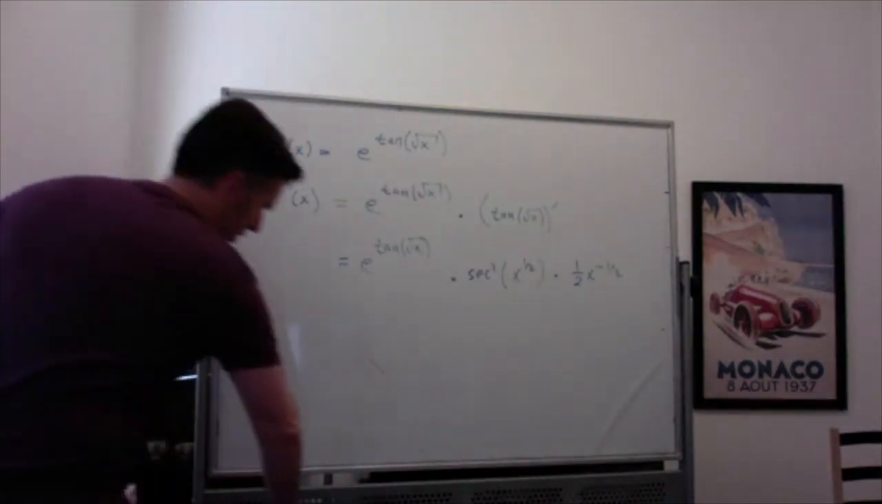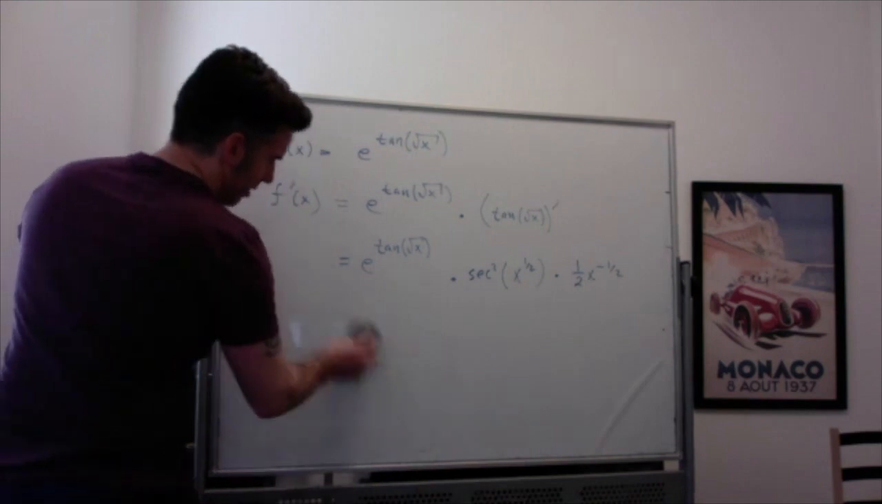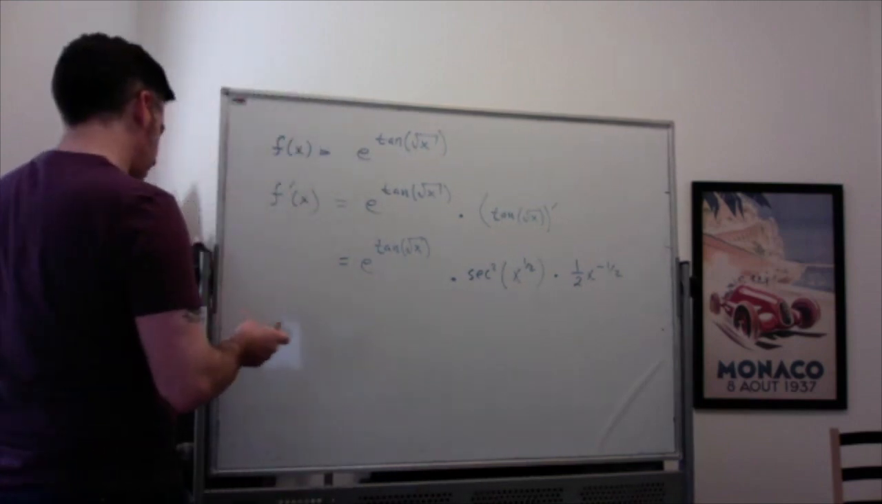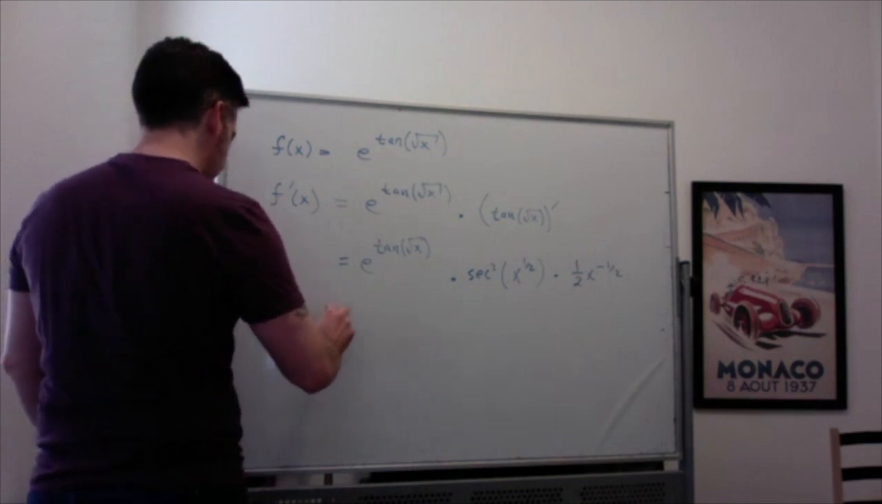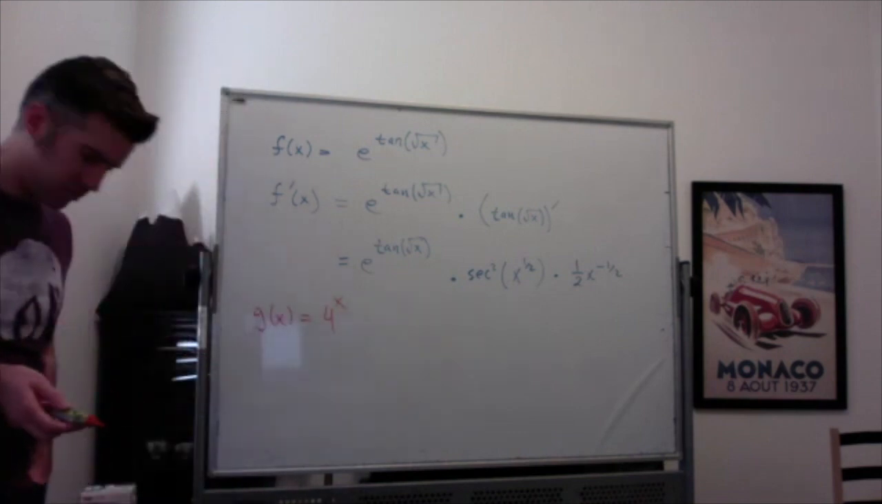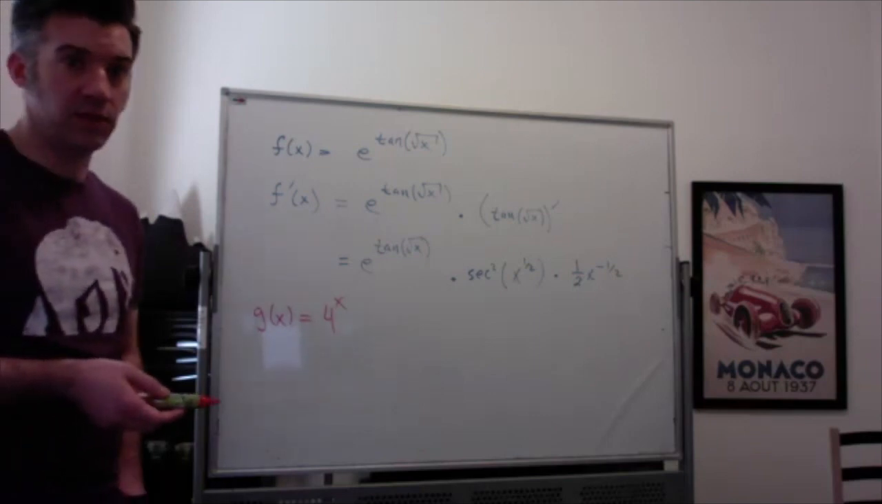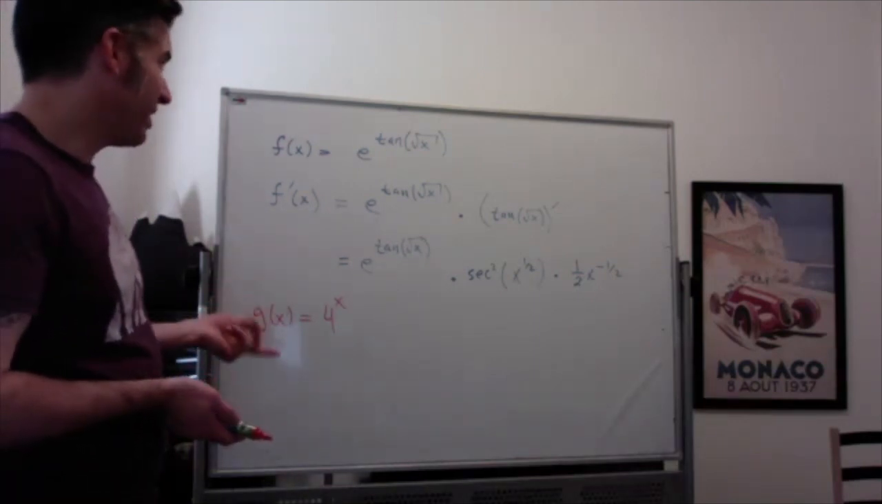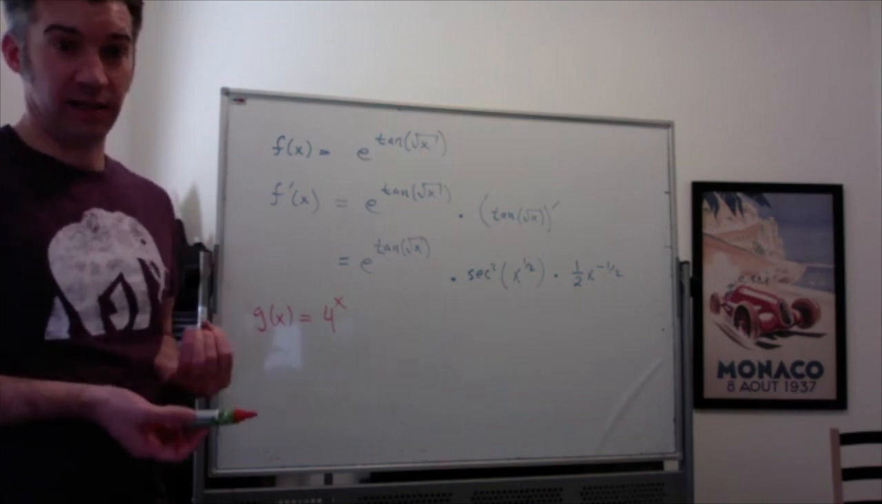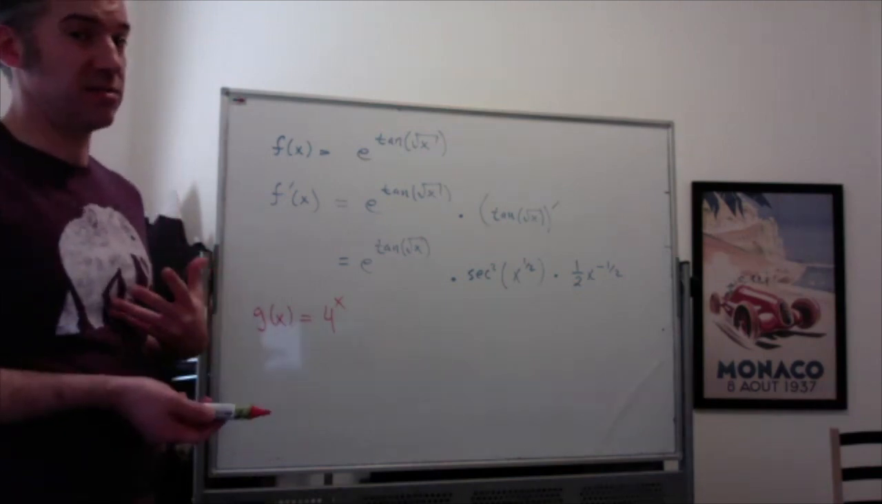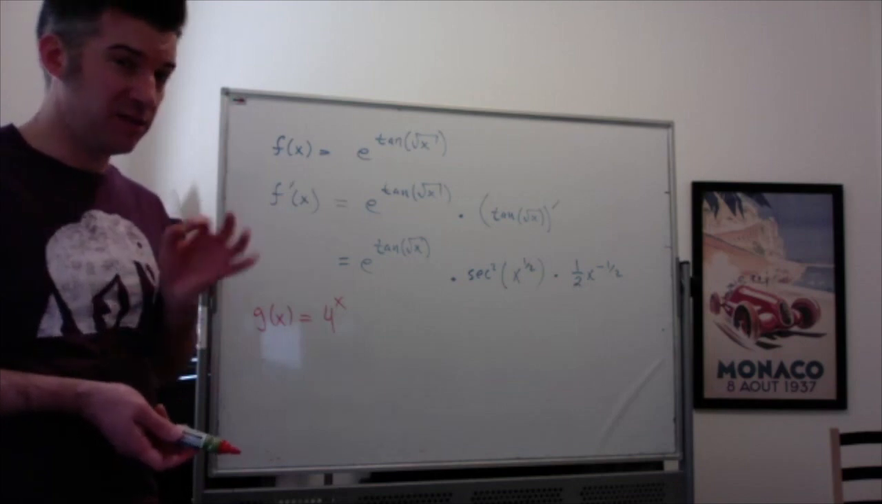I don't know if we've talked about this or if you've talked about this in your class yet, but what about the derivative of g of x equal to 4 to the x? So here's the thing. 4 to the x is a lot like e to the x. I know the derivative of e to the x is e to the x. The derivative of 4 to the x is going to be kind of just like 4 to the x, except there's a little bit more.